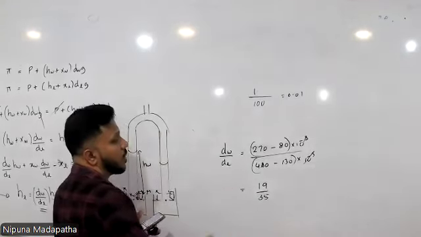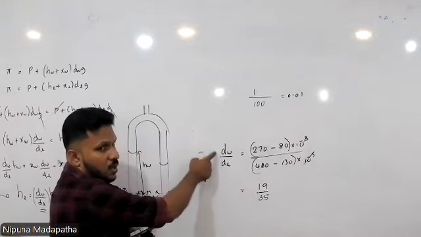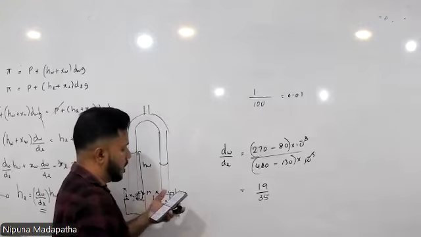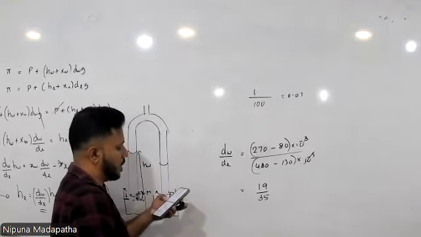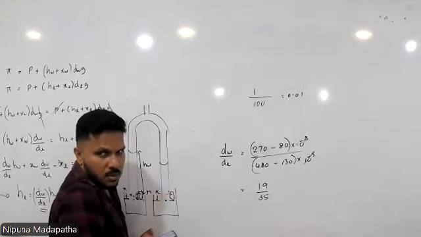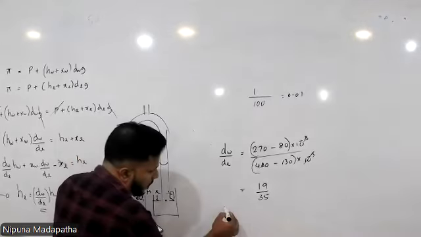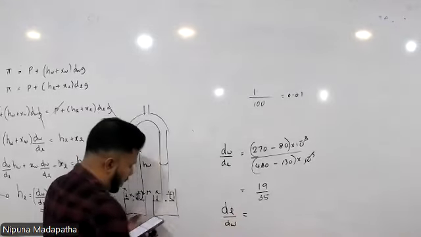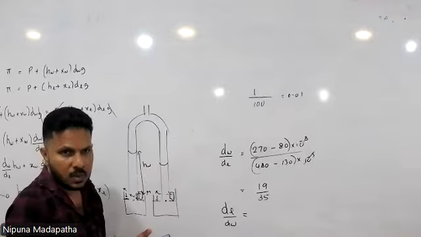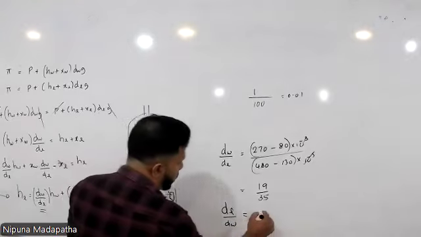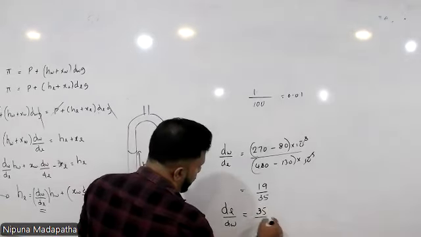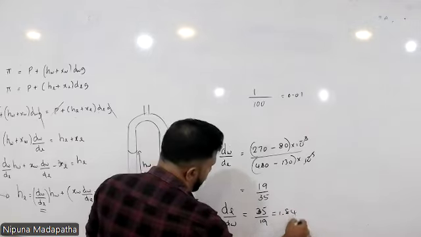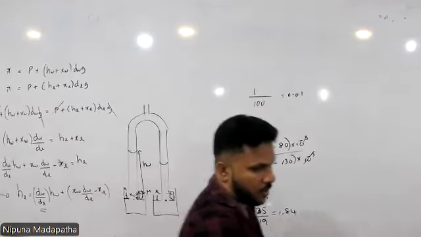So this is not the final answer. This is the reciprocal of the relative density of the liquid. The question asks to find the relative density of sulfuric acid. So relative density of sulfuric acid is given by dL over dW. Make a reciprocal. So it is 35 over 19, which is 1.84.